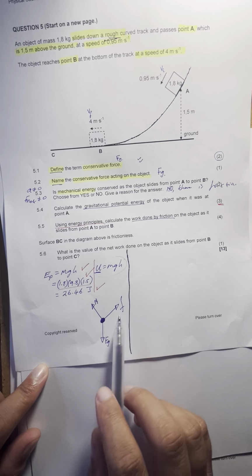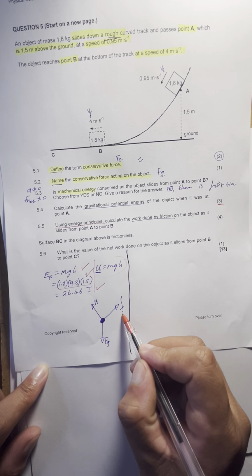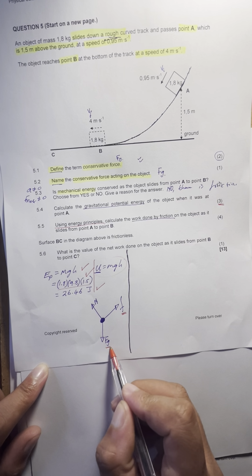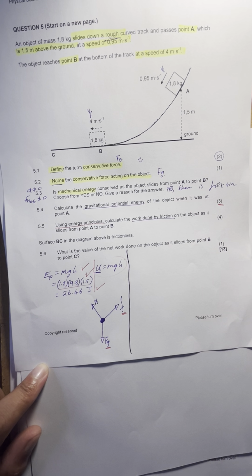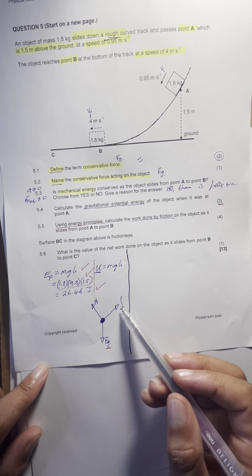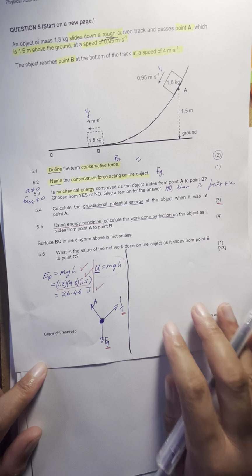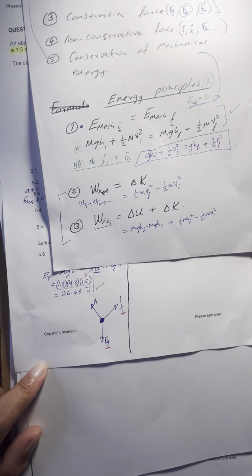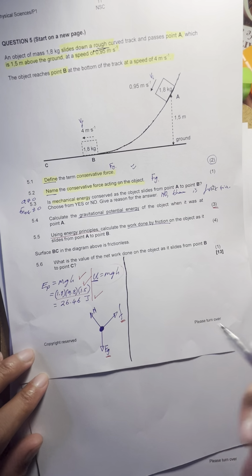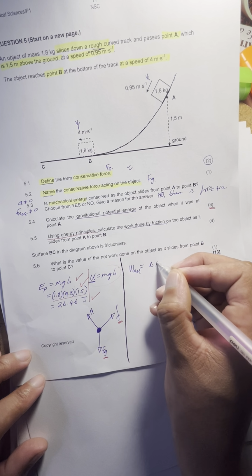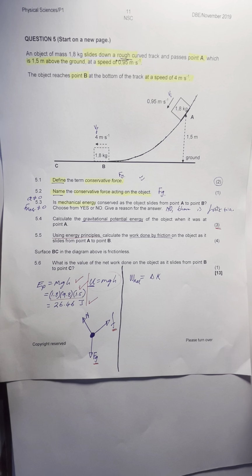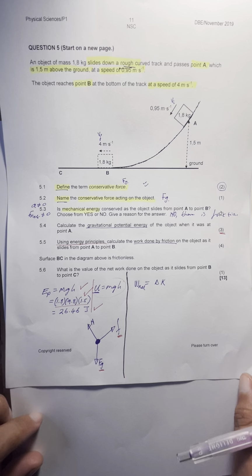The only forces that do work on this object are the frictional force and the weight. The normal force does 0 work. Always remember that the normal force does not do work on an object. So we know that there are 2 forces doing work on the object. If we use energy principle number 2, the work energy theorem, it will look like this. The total work done equals the change in kinetic energy. So we first write that one. Remember to write the formula all the time so that you get marks. These are free marks.